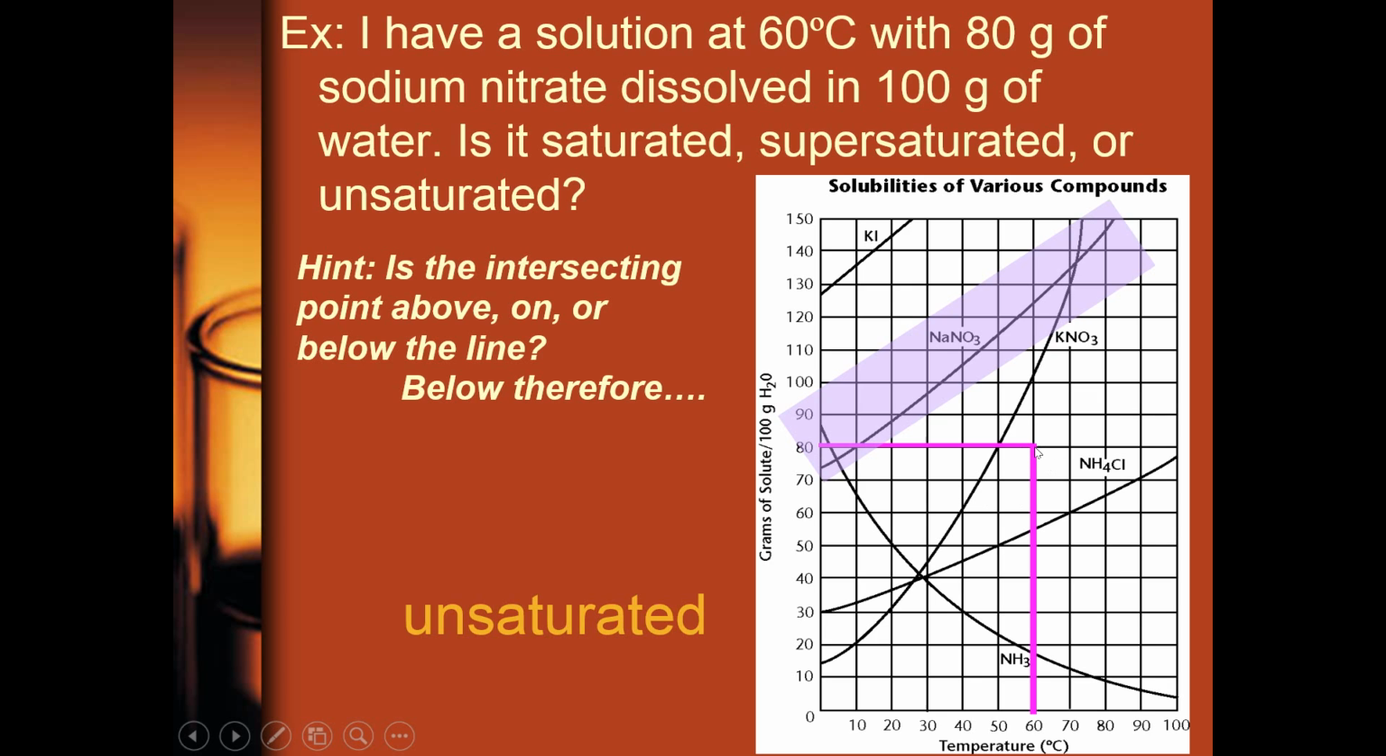Unsaturated tells us we could potentially dissolve more sodium nitrate into this solution to get it to the saturation point. We would be able to dissolve 10, 20, 30, 40, about 44 more grams of sodium nitrate to reach that saturation point, that point where it's too full and cannot dissolve any more.